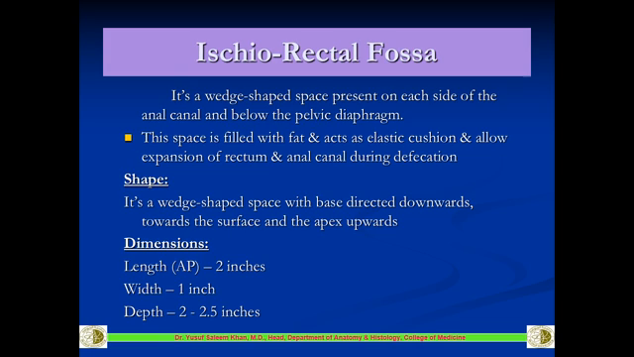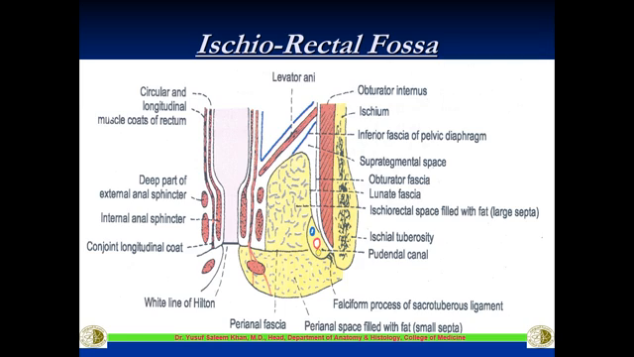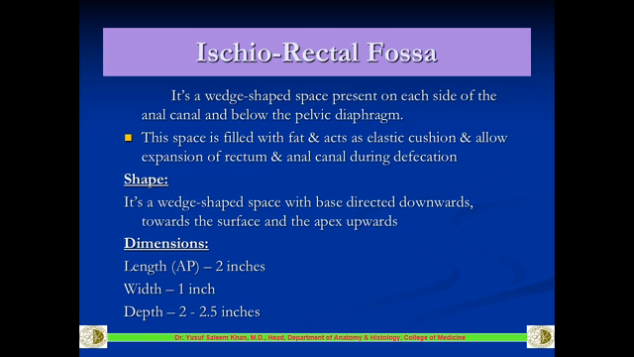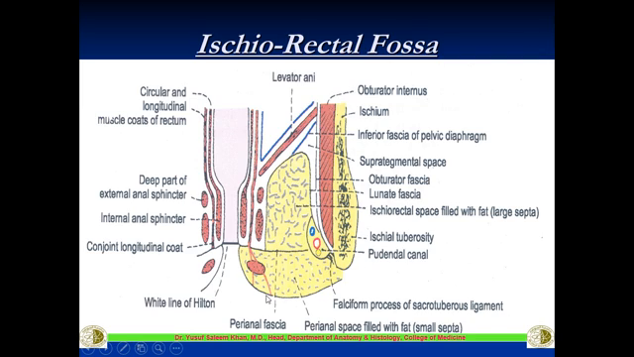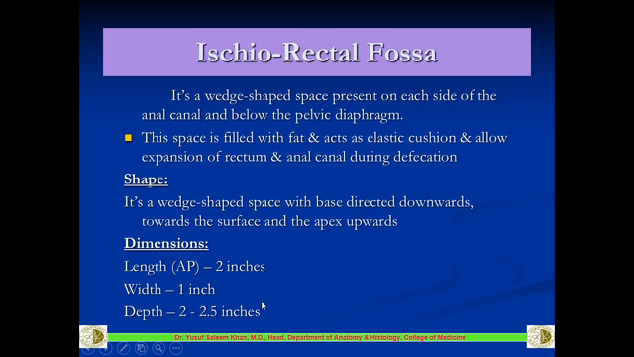Okay, so the shape is almost wedge shape. This is how it is seen. This is the ischiorectal space, and the whole of this is the ischiorectal fossa. So it is almost triangular or wedge shape with the base directed downwards toward the surface and the apex upwards. So the base is almost here near the skin, and the apex is directed towards the pelvic diaphragm. Okay, so it is almost wedge shape with the apex directed upwards and the base to the external surface near the skin.